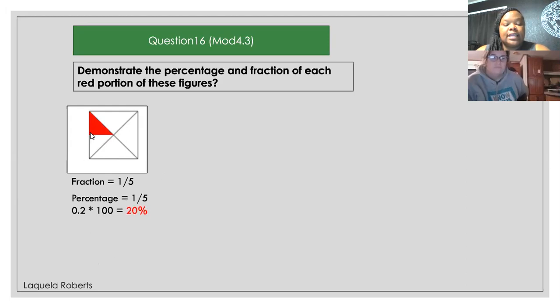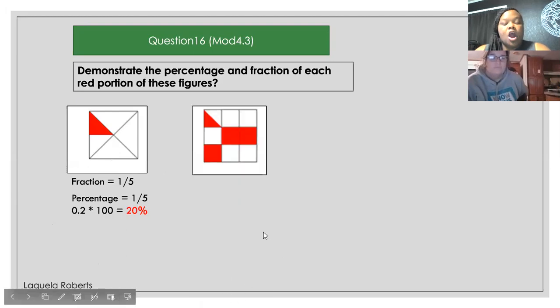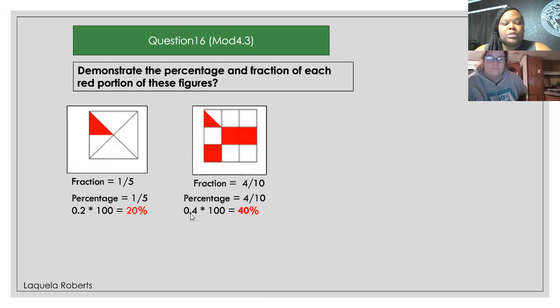To do the percentage, we're going to do 1 over 5, so that'll be 0.2 times 100. That's going to give us 20%. Our next one, we have 1, 2, 3, 4 shaded, out of 1, 2, 3, 4, 5, 6, 7, 8, 9, 10. So 0.4 times 100 will give us 40%.